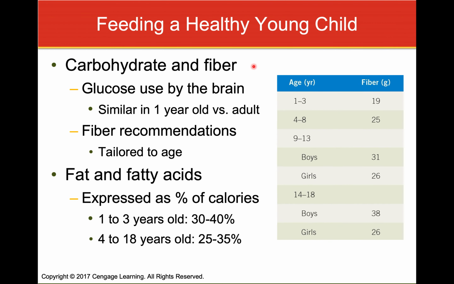So moving along, carbohydrate and fiber. So the glucose used by the brain is similar in a 1-year-old versus an adult. Fiber recommendations are tailored to age. So you can see those recommendations here on the right-hand side. For fat and fatty acid, this of course is going to be expressed as percent of total calories. And you can see that it is different from the adult recommendation that we've learned. So 1 to 3 years old, 30 to 40% of total calories from fat, and 4 to 18-year-olds, 25 to 35% of total calories from fat.